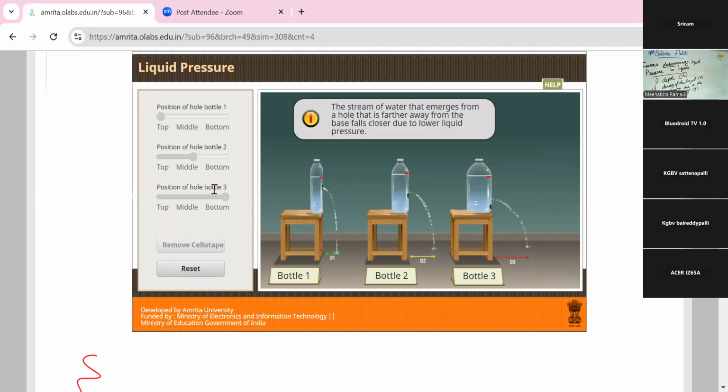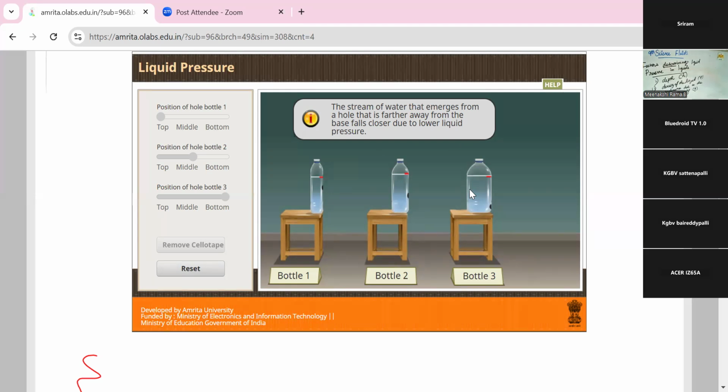What is going on? Yes, the distances differ. First bottle is 1 and then second is 2 centimeter. Third bottle is 3 centimeter difference. The speed and the distance vary in these three because the stream of the water that emerges from the hole that is farther away from the base falls closer due to the lower liquid pressure.